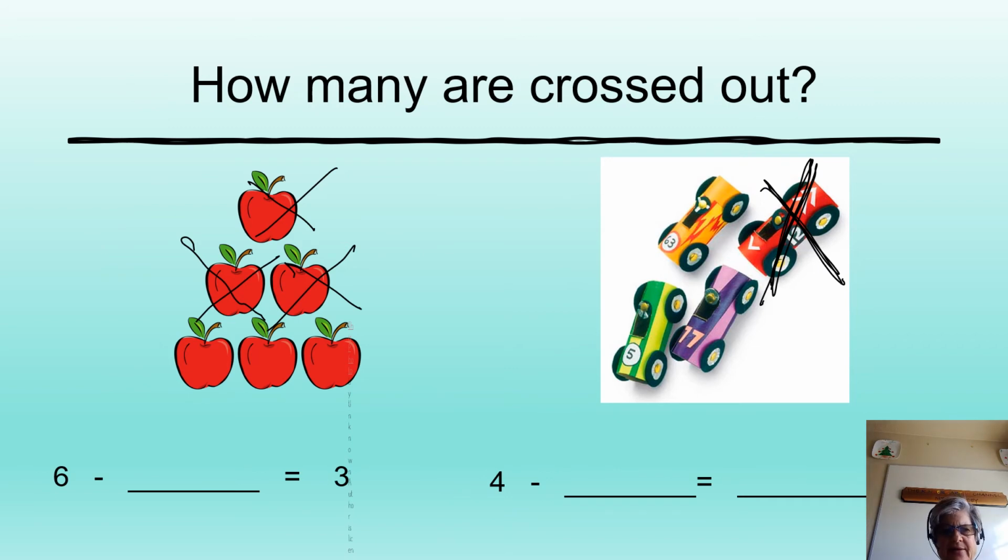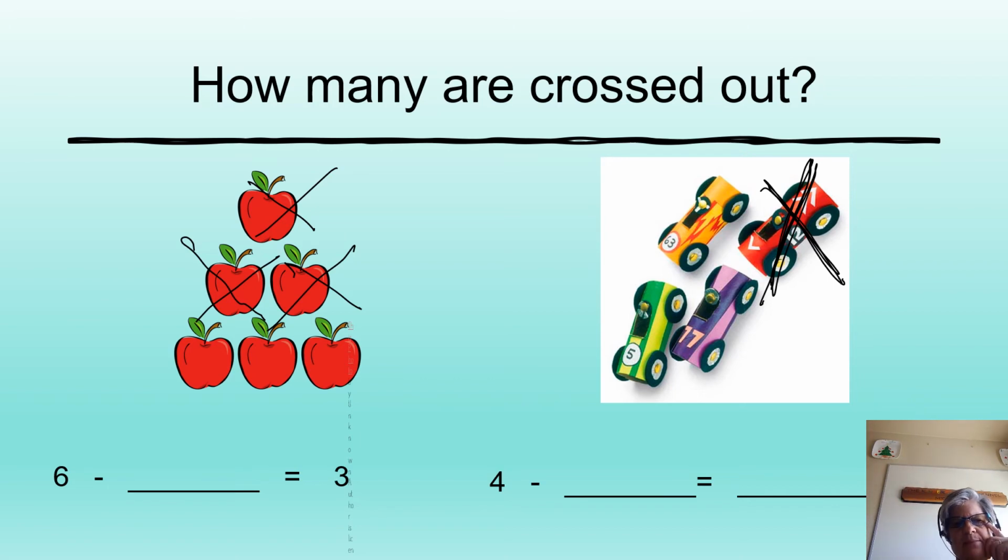Now, here, this is a different kind of problem, but it's still a subtraction problem. How many are crossed out? Let's look to the left-hand side of the slide, and you see apples. Underneath the apples, I see a part of a number subtraction sentence. It says 6 take away blank equals 3.